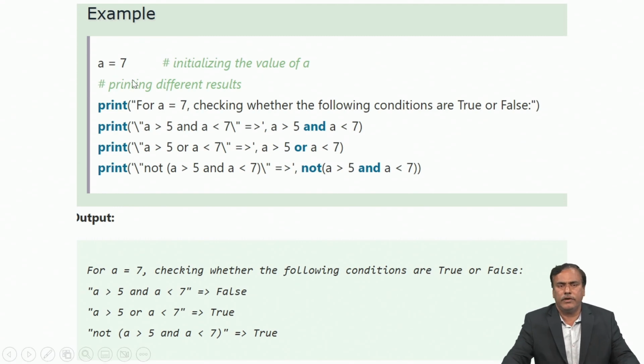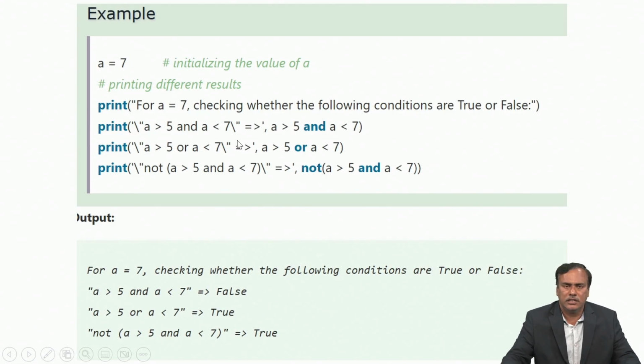Here I have taken one variable with value 7. The name of that identifier is a. Here I am checking: is a greater than 5 and is a less than 7. Here the value of a is 7. Is 7 greater than 5? Yes. And the second one: is 7 less than 7? This is false. True and false becomes false. Because of that reason, you have got this output. Here it is false.